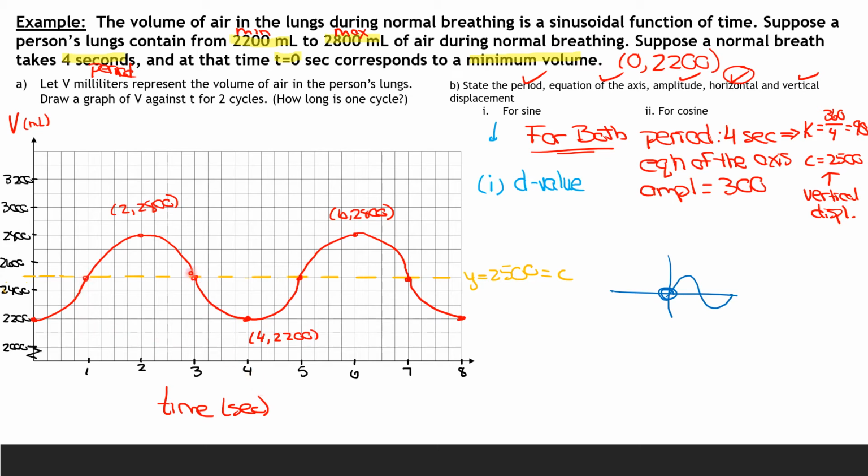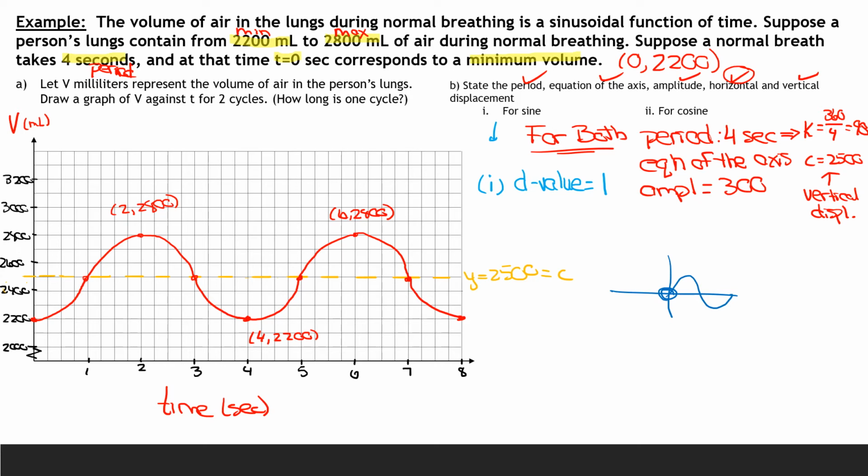That's here, here, here, and here. But the wave needs to be going up. So not here, because the wave is going down. I'm going to take the first one there, that's a 1. So my D value for sine would be this value right here, because this is where my wave is going up, and my equation of the axis intersects with the wave itself. So I've got a D value of 1.